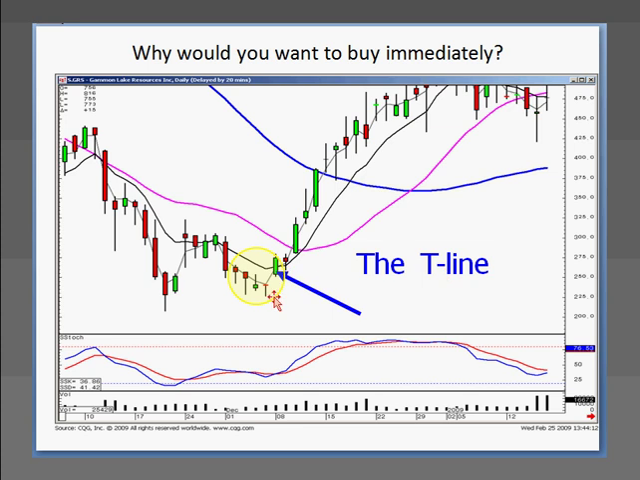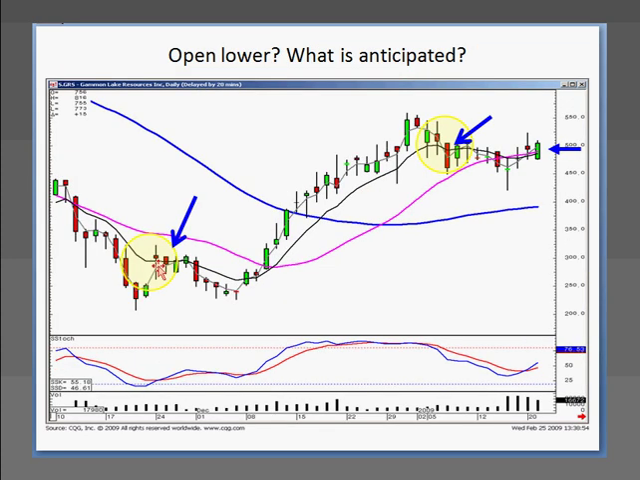This is where the T-line comes in as a very important buy confirmation. If we see a doji gap up, that's number one, a very strong buy signal. Number two, if they close it above the T-line, that's even more confirmation that the uptrend is in progress. So what we don't want to see is a potential buy signal, and then, what do we need to see the next day after a doji? We need to see it open positive. If it opens lower, that just keeps us out.